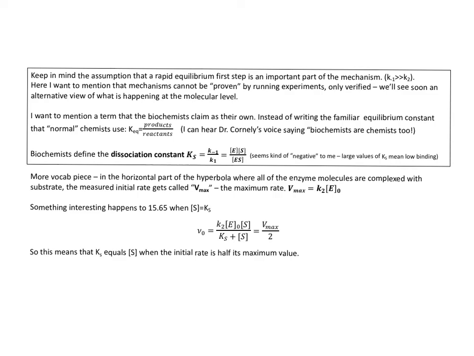Now something interesting happens to our equation, the big equation before I applied these conditions to it, when the substrate concentration is exactly equal to the dissociation constant. You can do some cancellations, and you find out that that's exactly half the Vmax. So what that means is that the dissociation constant equals the concentration of the substrate when the initial rate is half its maximum value.